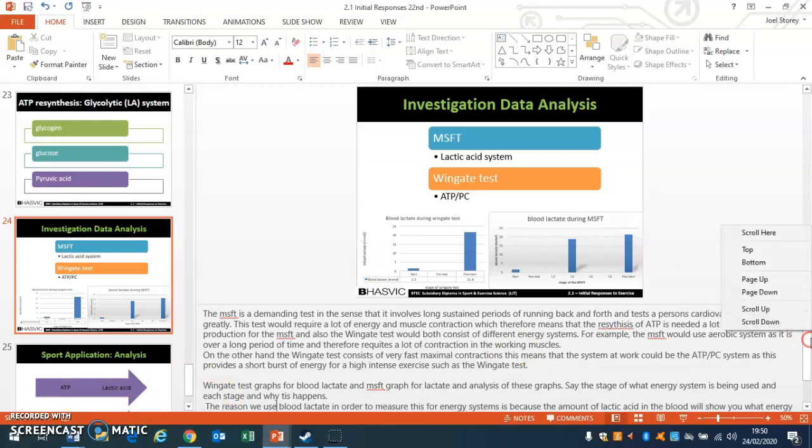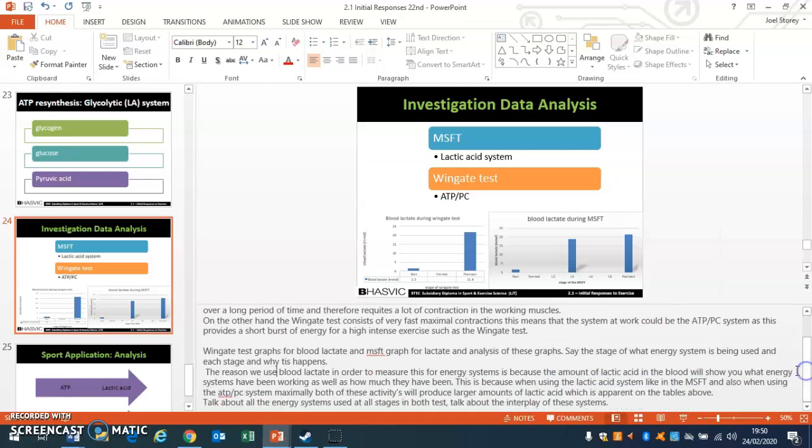In both the graphs above, we can see blood lactate being measured. The reason we use blood lactate to measure these energy systems is because the amount of lactic acid in the blood will show what energy systems have been used, as well as how much they have been. For example, the lactic acid system is clearly present during the Wingate test, as blood lactate has massively increased in the post-test recording as opposed to the pre-test recording.